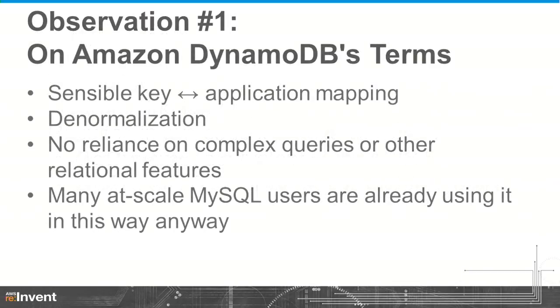So now I'm going to start talking about some of the observations I made when I was developing and working with Dynamo, most of which I think are general enough that they're probably useful to other people. Once again, the obvious ones: you want to be denormalized. You want to have a sensible key mapping. You don't want to be reliant on complex querying because you're not going to have complex querying. This is fine because my assumption is most people using MySQL at scale are using it in a similar manner already.